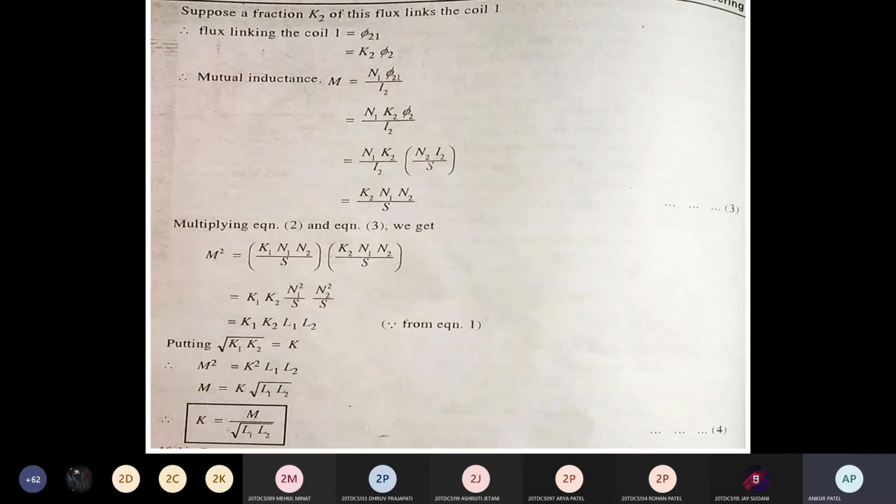So multiplying equations 2 and 3, we have M square is equal to, just multiplying both the brackets, K1 K2 N1 square by S into N2 square by S. So it is equal to K1 K2 times N1 square by S and N2 square by S, nothing but the L1 and L2. Okay, so we are putting under root of K1 and K2, just removing this square from both sides. So this M square is equal to K square L1 into L2.